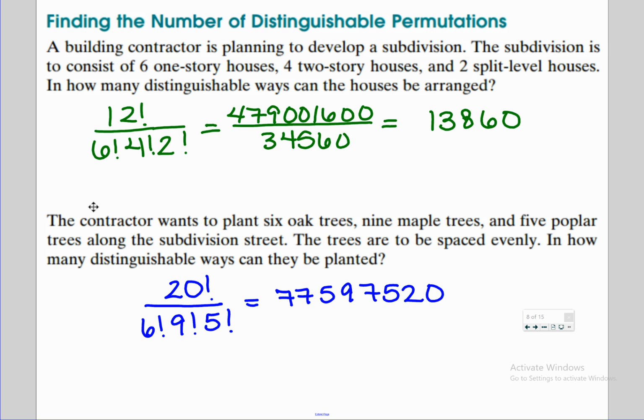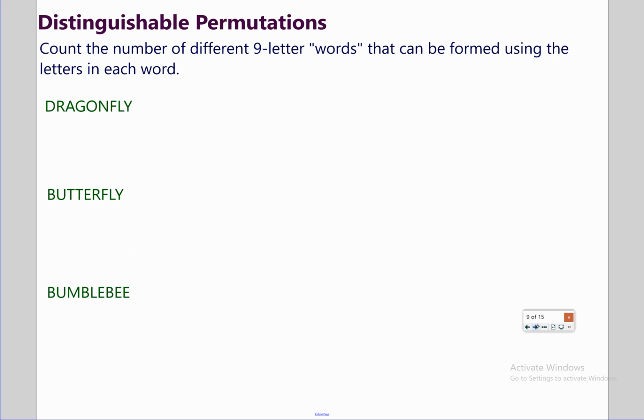All right, so let's do this one together. How many different 9-letter words, and we put words in quotes because they don't have to be actual words, just ways that we arrange these letters, can be formed with the letters in each word? Okay, so the word dragonfly has 9 letters. So my N is 9 factorial. It's my numerator. Do we have any letters that repeat? Any identical objects?